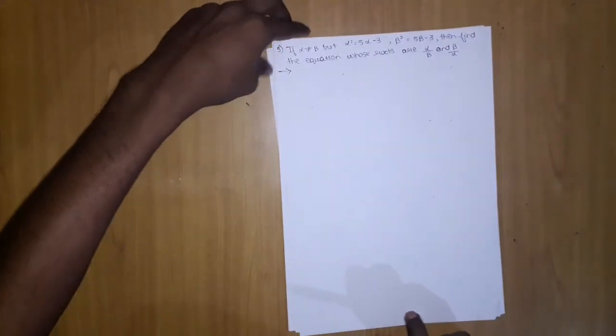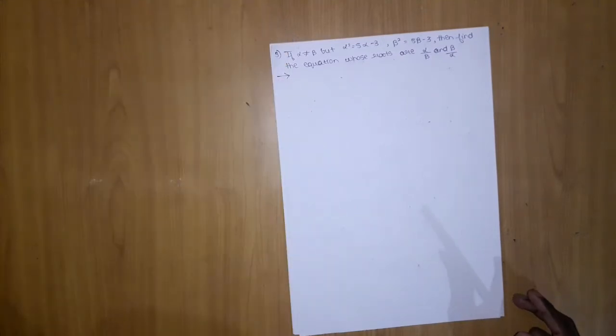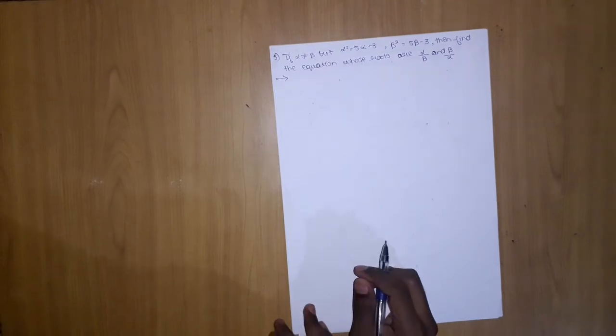So the third subjective problem is as follows. If alpha is not equal to beta, but alpha square equals 5 alpha minus 3 and beta square equals 5 beta minus 3, then find the equation whose roots are alpha by beta and beta by alpha. This is a duplicate of a problem we have solved in the single correct questions.